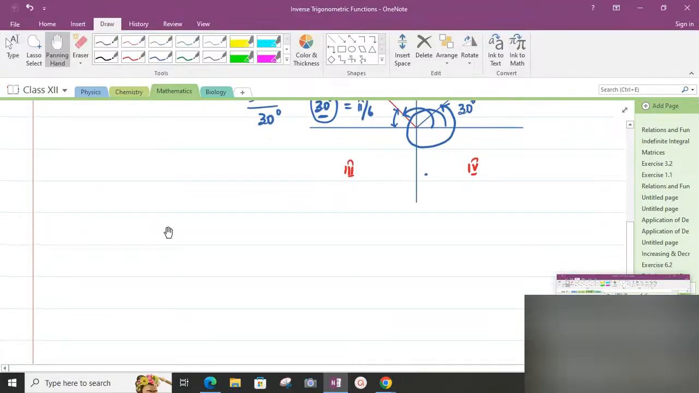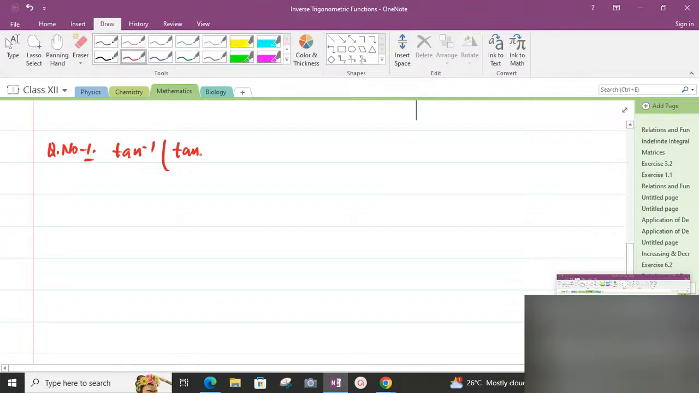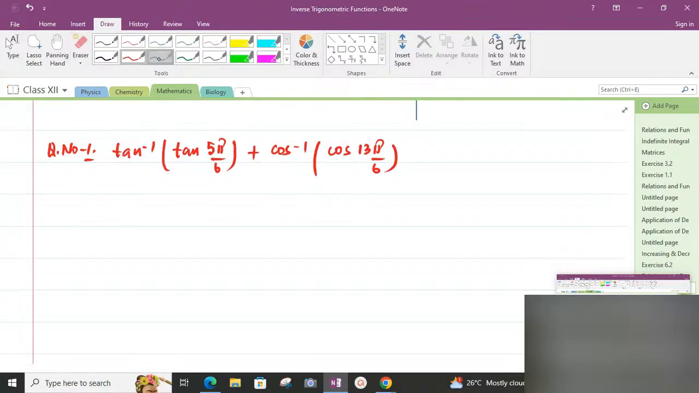So we write down here once again the question. This is question number 1: tan inverse tan pi by 6, plus tan inverse tan 5 pi by 6, plus cos inverse cos 13 pi by 6. So let's see the solution of this question.